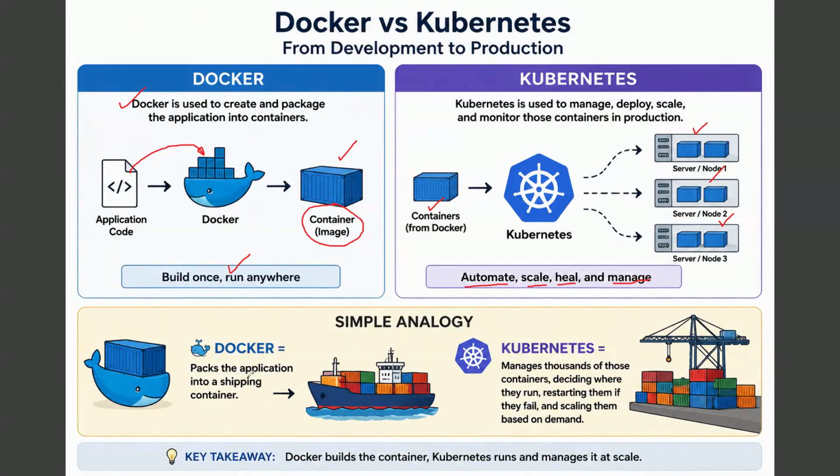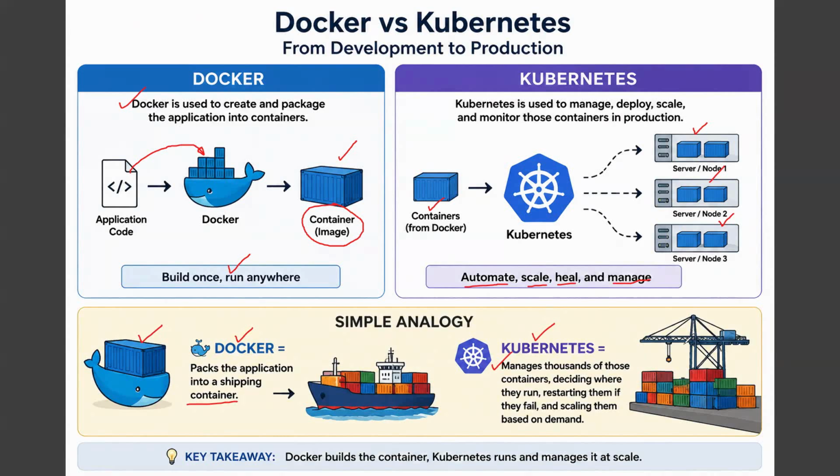A simple analogy is, Docker packs the application into a shipping container. But when it comes to Kubernetes, it manages thousands of those containers. You can observe here, this is one container. When it comes to here, we have so many containers. So Kubernetes manages thousands of those containers, deciding where they run, restarting them if they fail, and scaling them based on demand.